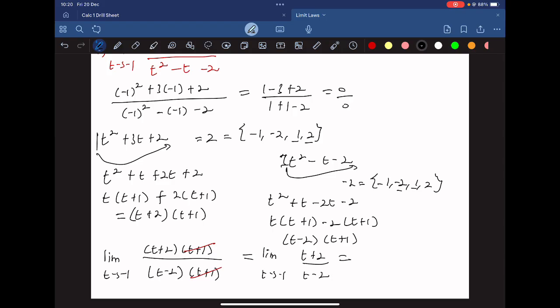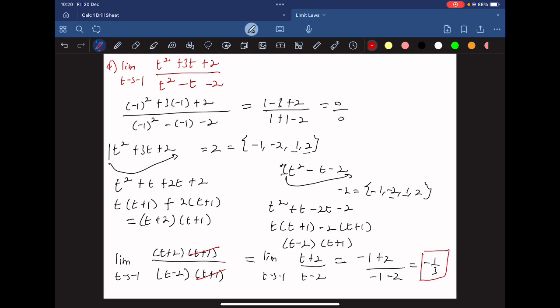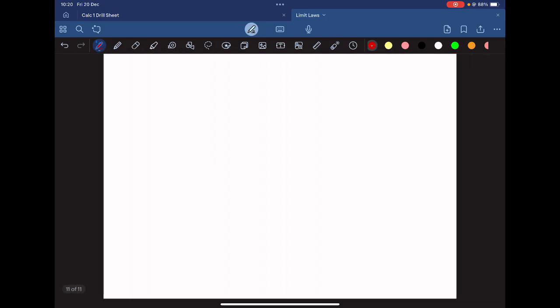So let's put inside negative 1. We have negative 1 plus 2 over negative 1 minus 2. And this is positive 1 over negative 3, which is the same as negative 1 out of 3. I hope this is also clear enough. Let's move on to the next one.